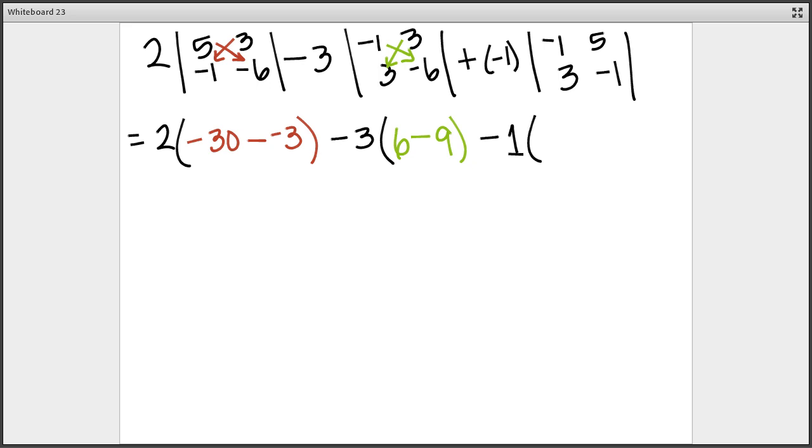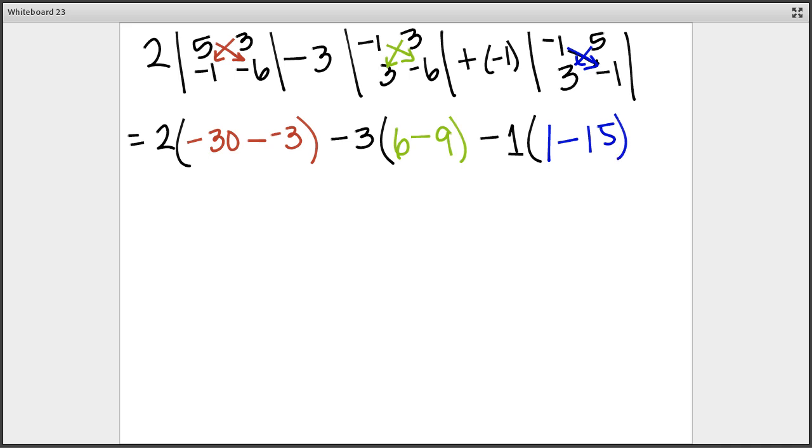And then what you're going to do is go negative. Okay, that wasn't the color I meant to do. Come on. There we go. All right, so -1 times -1 will give you a +1 minus 5 times 3 gives you 15.